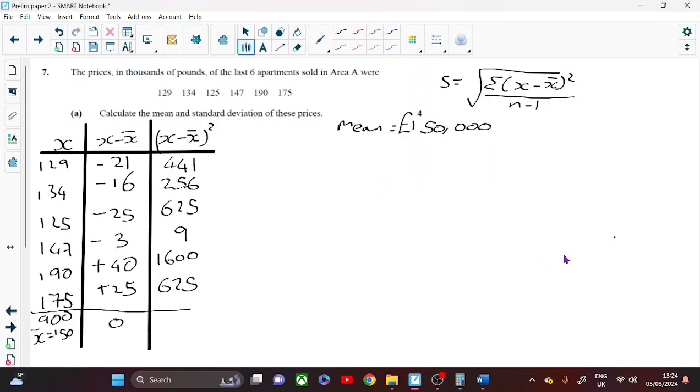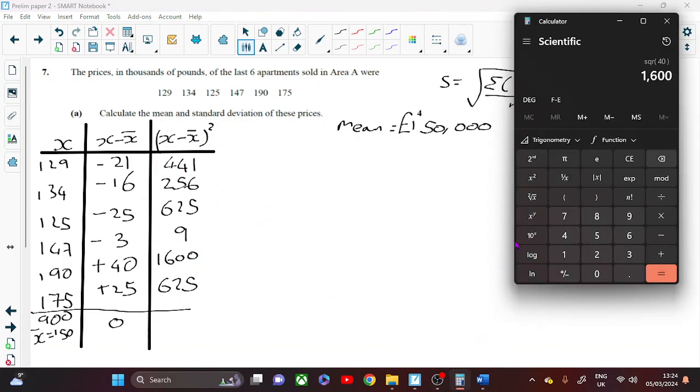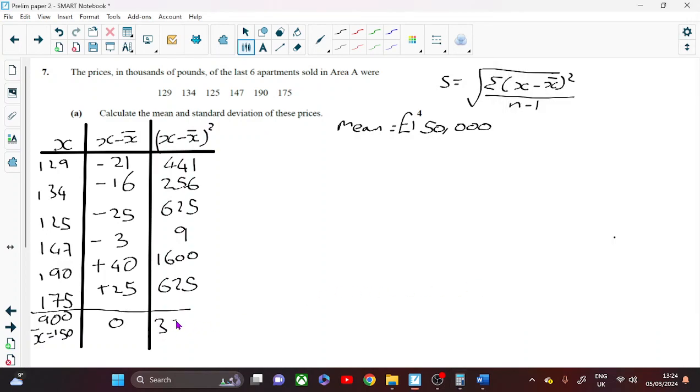Okay, part 2. Right, so we were at the point where we were going to add up all the x minus x bar all squareds. We have got 441 plus 256 plus 625 plus 9 and 1600 and another 625. So that's 3556, and that is the entire top line.